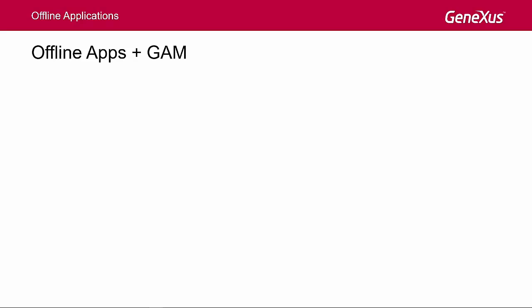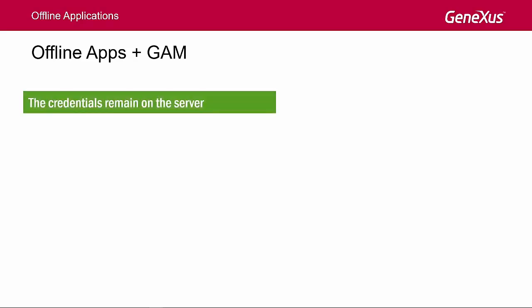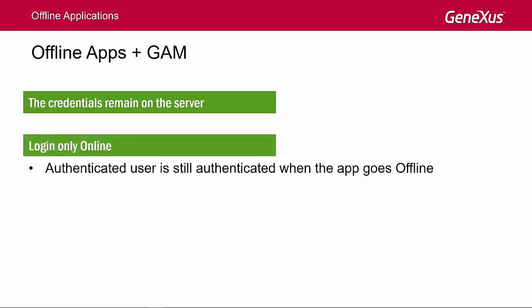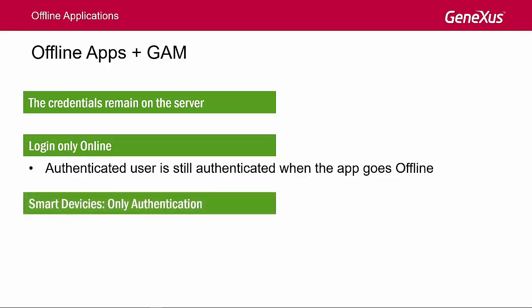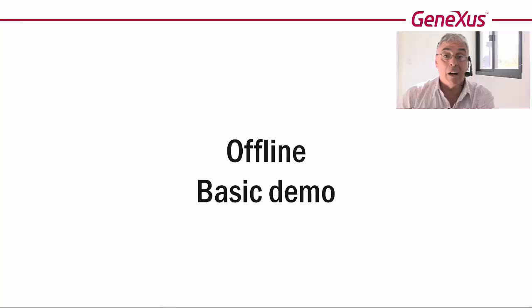In sum, for an offline application that uses GAM, we need to take into account that credentials will always be saved on the server. Therefore, the login operation can only be made online. Once logged in, users can work offline. In mobile applications, authorization has not been implemented, only authentication. Next, we will see a short demo about building an offline application in GeneXus.